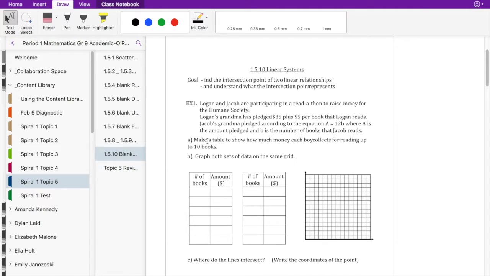So we're going to pick up right where we left off before we accidentally went to that Guatemala trip thing. So let's take a peek at linear systems.